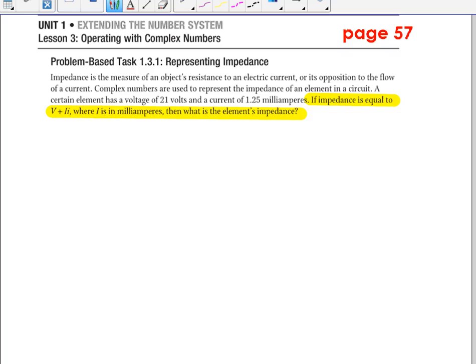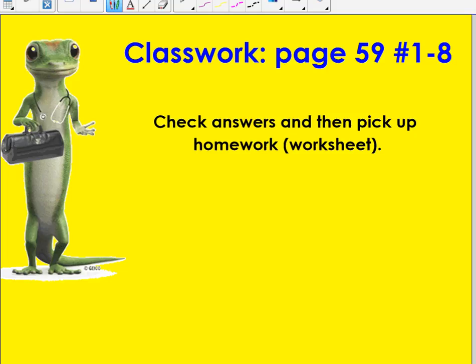Your other option right now, we're going to skip that for now, is to practice page 59, number 1 through 8, and you can check your answers in the back of the book. It's not for homework, it's just to practice what we've done over the past 2 days, and then your homework tonight is going to be a worksheet. Make sure you check all of your answers on Google Drive.